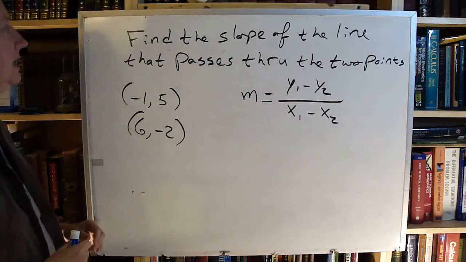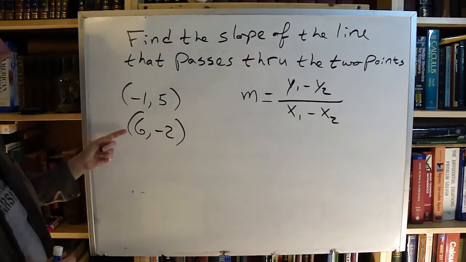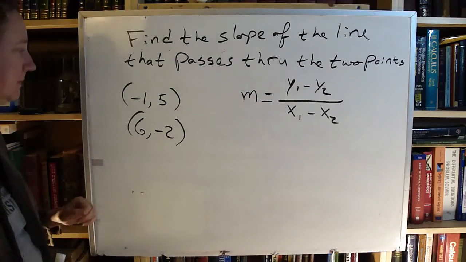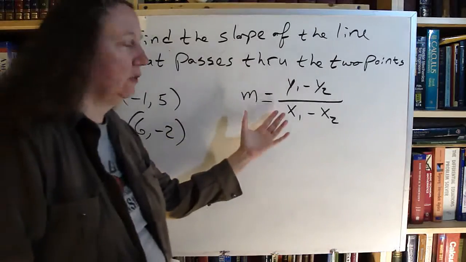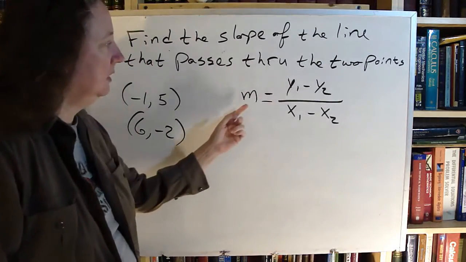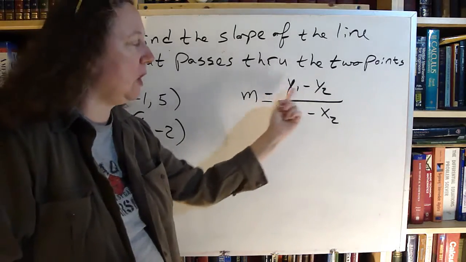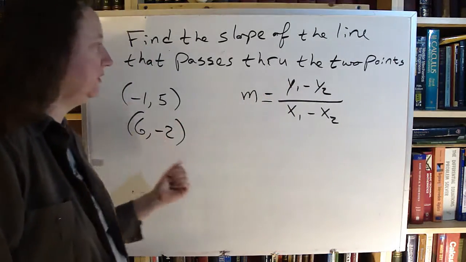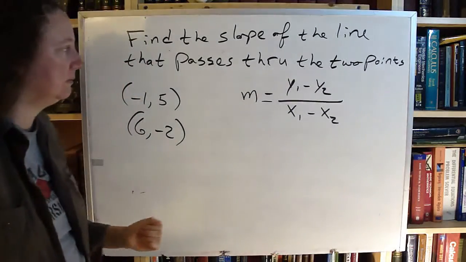Find the slope of the line that passes through the 2 points, (-1, 5) and (6, -2). To be able to find these, you need to have your slope equation. The slope is equal to the difference of the y values of the 2 points divided by the difference of the x values of those 2 points.